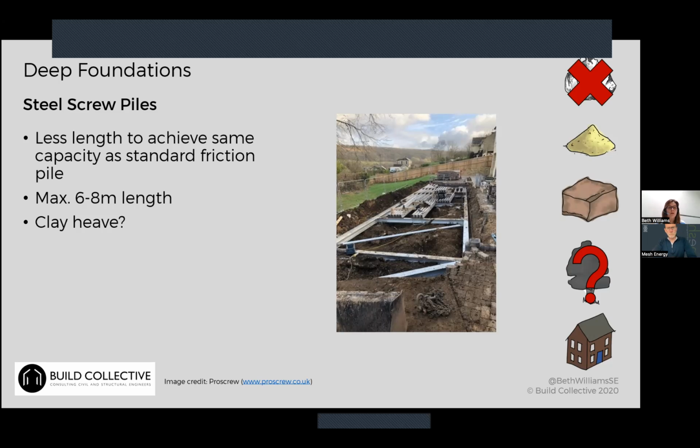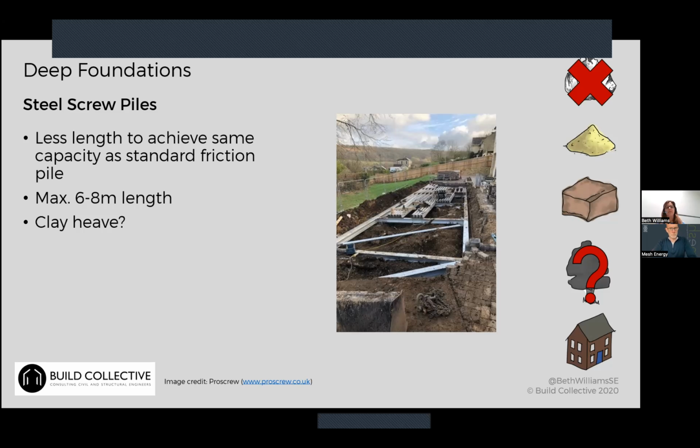ground conditions are. There is a question around how they deal with clay heave. If you have a clay heave issue, you do need to be careful that you're not engaging the pile over the top section of the clay where it has the most heave potential. The way you would traditionally deal with that in piles is to put a debonding sleeve on that top section of your pile. I don't see a lot of screw pile manufacturers doing that.